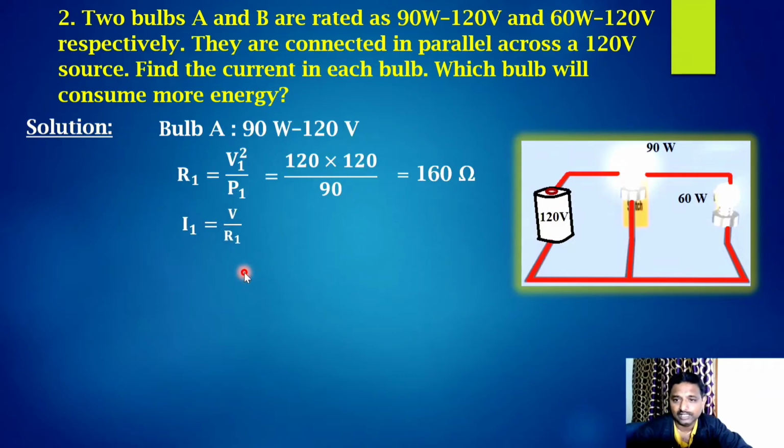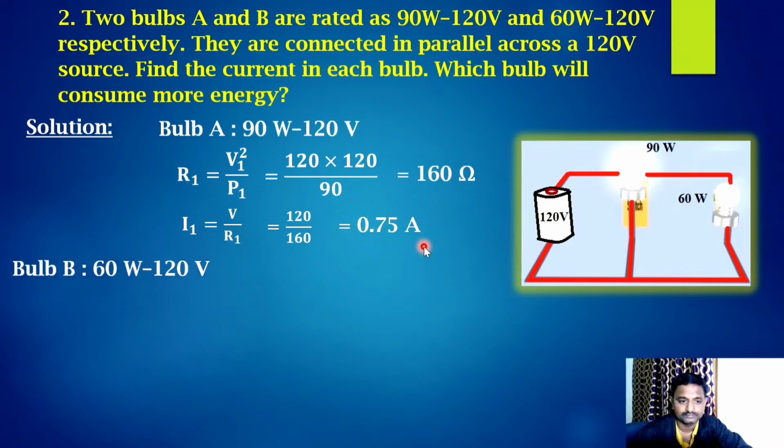Now we will calculate the current through this bulb A, that is I1 is equal to V by R1. Here V means source voltage, that is 120, and R1 we got 160 ohm. So if you substitute, then we will get 120 by 160, that is equal to 0.75 ampere.